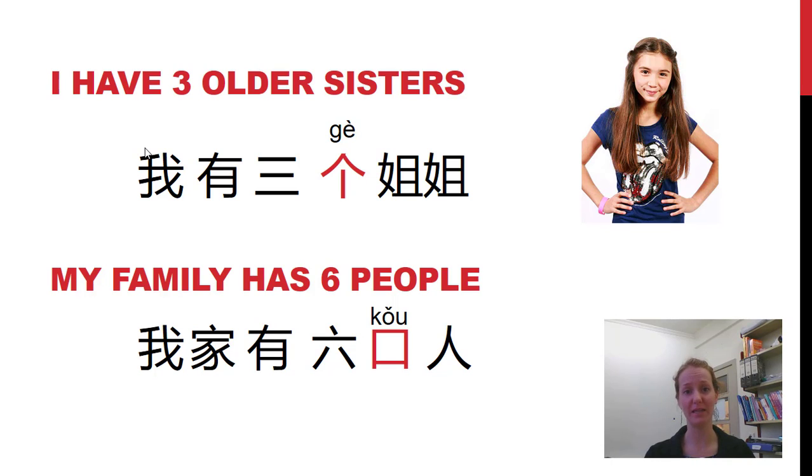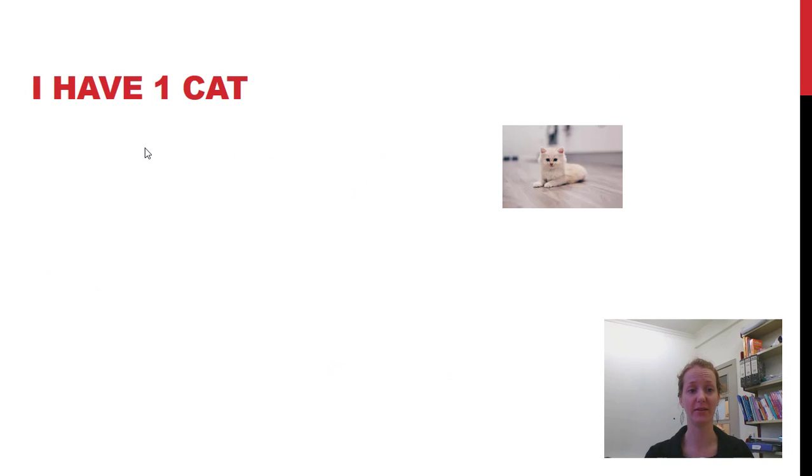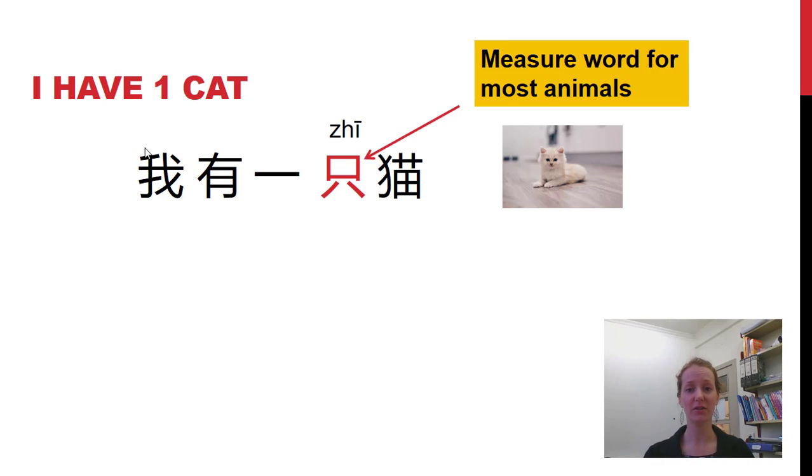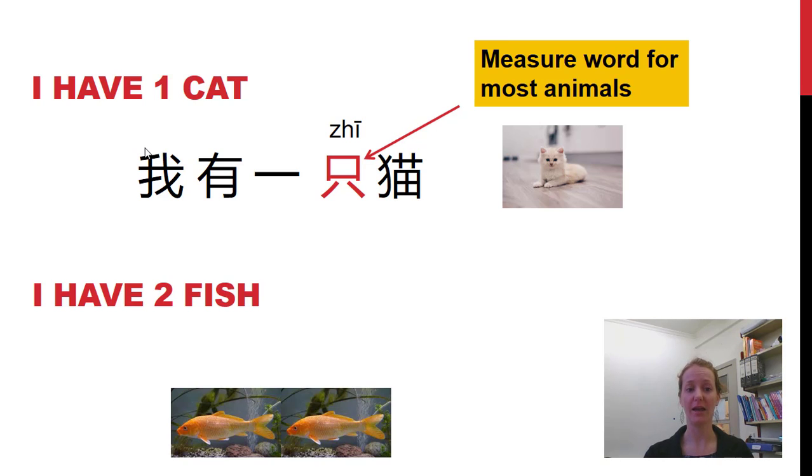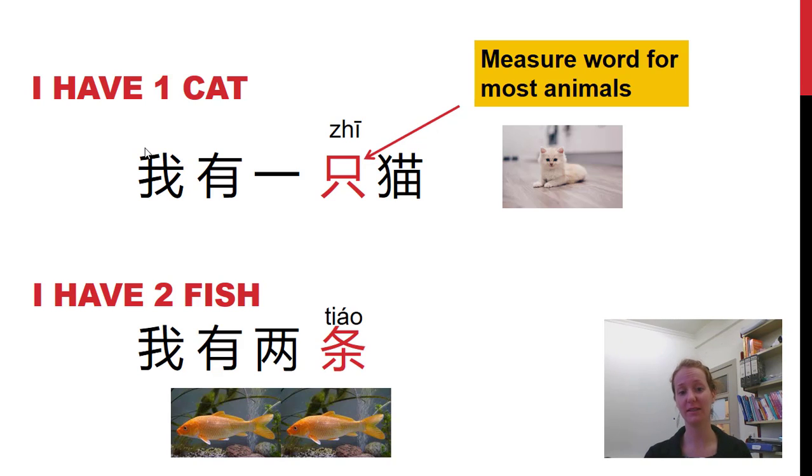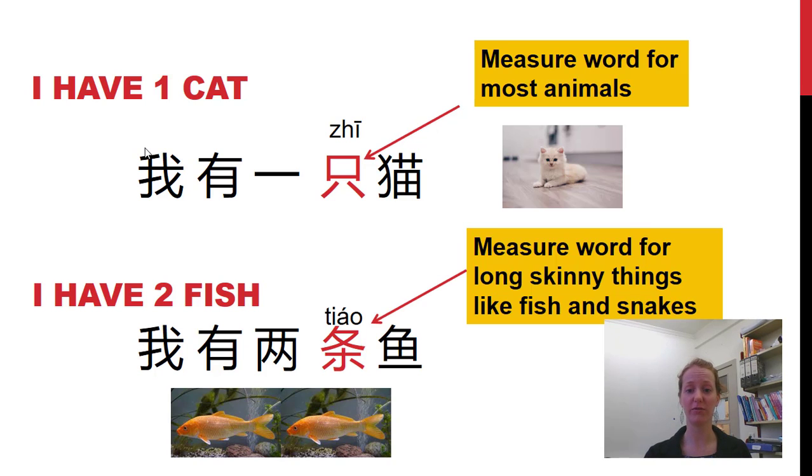Now when we talk about pets, there's specific measure words we want to use. I have 1 cat. 我有一只猫. So this 只 is a measure word for most animals. And I have 2 fish. 我有2条鱼. So this 条 is a measure word for long, skinny things like fish and snakes. So these are the 2 measure words that we use for most animals.